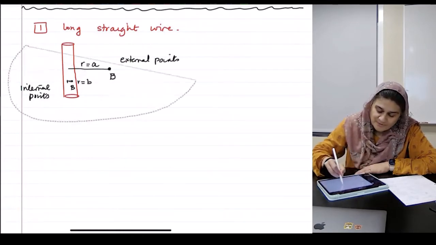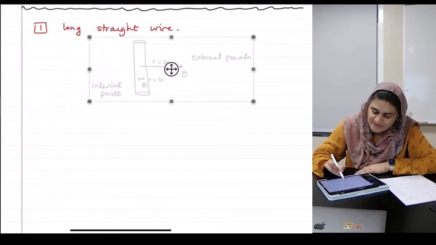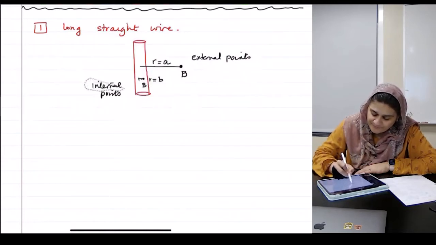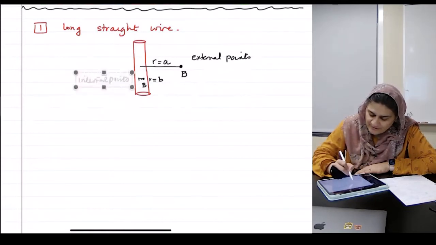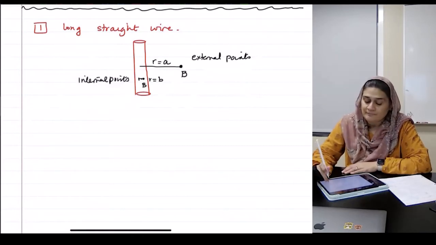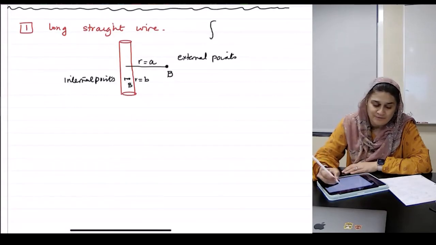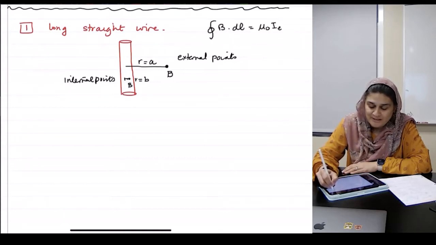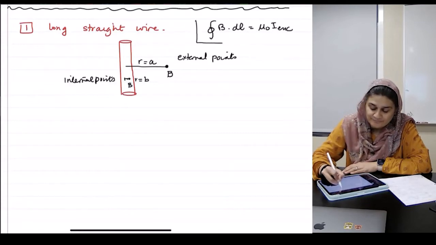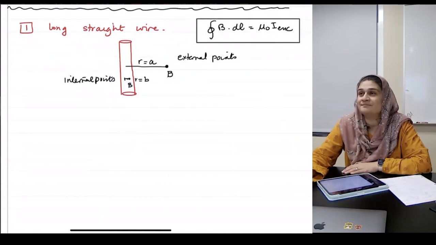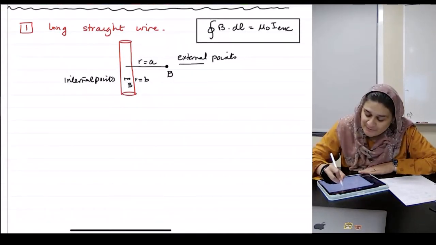Actually, I think I'm going to move this sort of in the middle so you guys can see them simultaneously. I'm going to do internal points here and external points there. So do you remember Ampere's law? Integration B dot dl equals mu naught I enclosed. Okay, so let's do external points first.